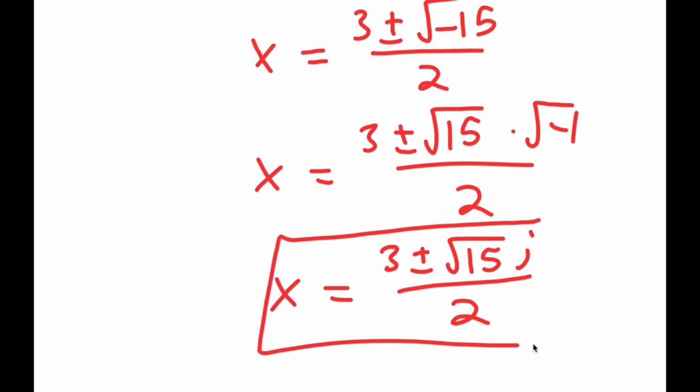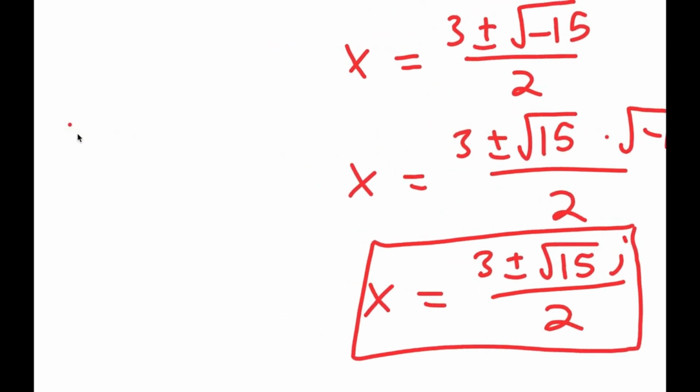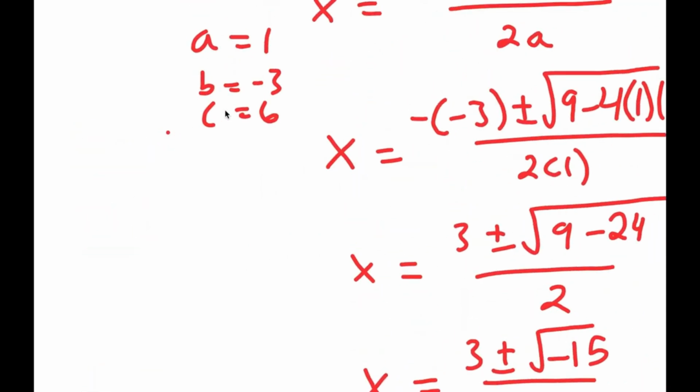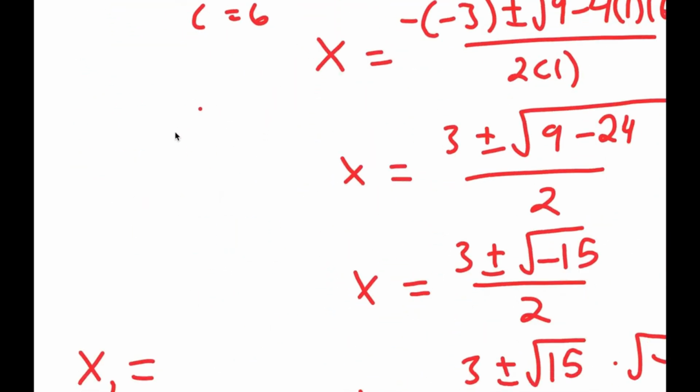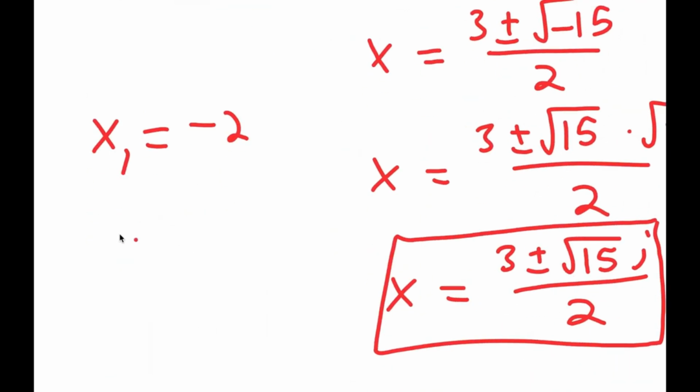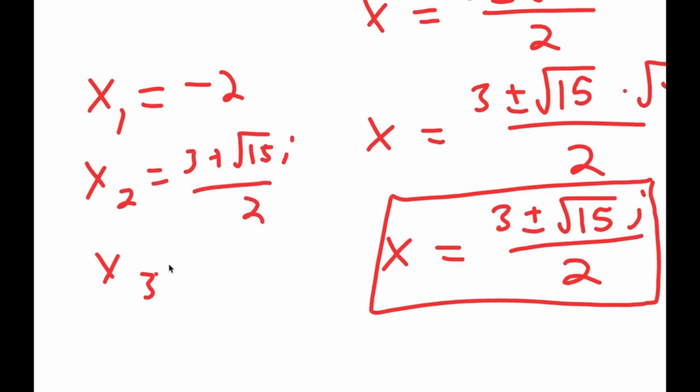So these are two more solutions, and my three solutions are x is equal to negative 2, x is equal to 3 plus the square root of 15i over 2, and x is equal to 3 minus the square root of 15i over 2.